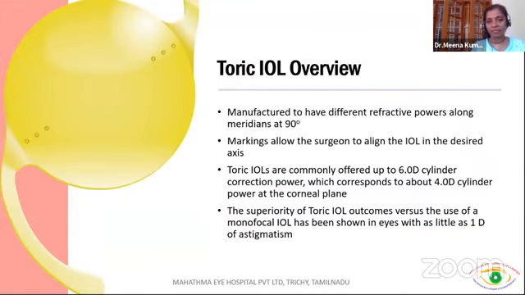The Hoya Vivinex Toric is manufactured with different refractive powers at a meridian of 90 degrees, and the markings are so bright and clear. So alignment with the corneal marking is also very comfortable, and it offers up to 6 cylindrical power correction at the corneal plane, 4 dioptric power. And the superiority of this toric IOL, I have enjoyed that even in low torics, there are no post-operative surprises, and their toric calculator takes into account the posterior corneal astigmatism.